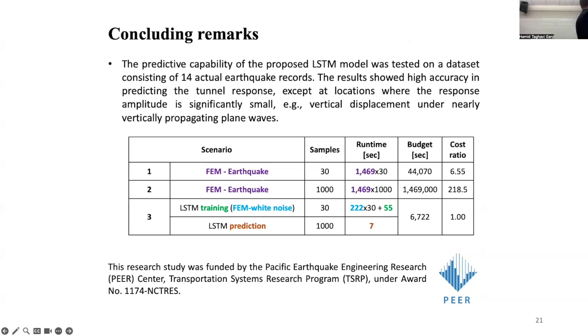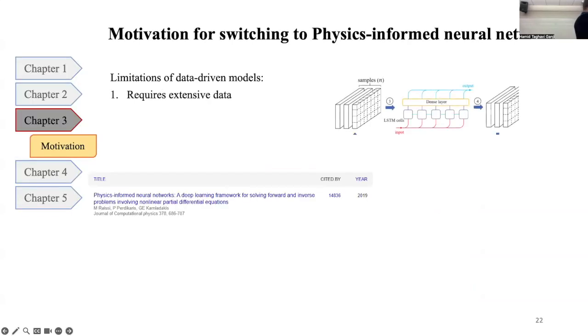finite element models. So if everything is good, why do we need to switch to PINNs? The first reason is that providing labeled data is expensive. Actually, that was the reason we tried to use synthetic motion instead of expensive earthquake data. And that was the reason we tried to use short duration synthetic motions or white noises.